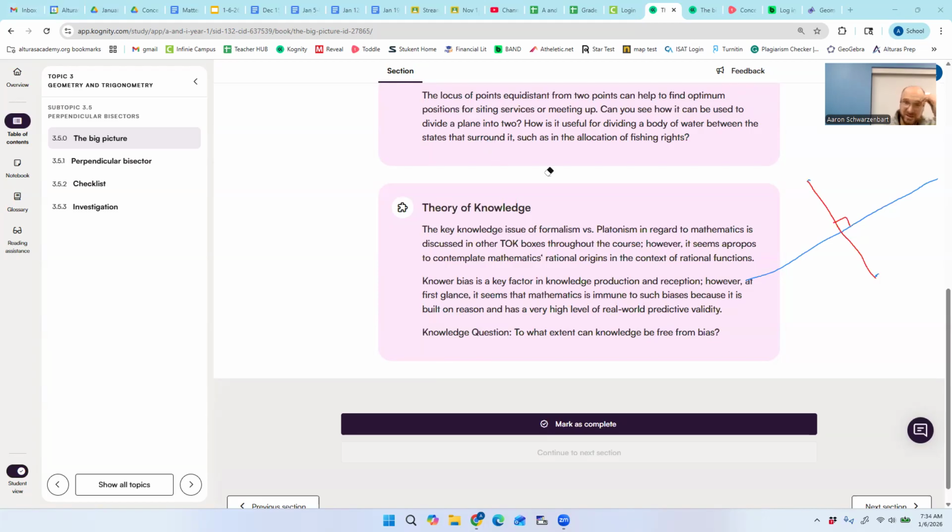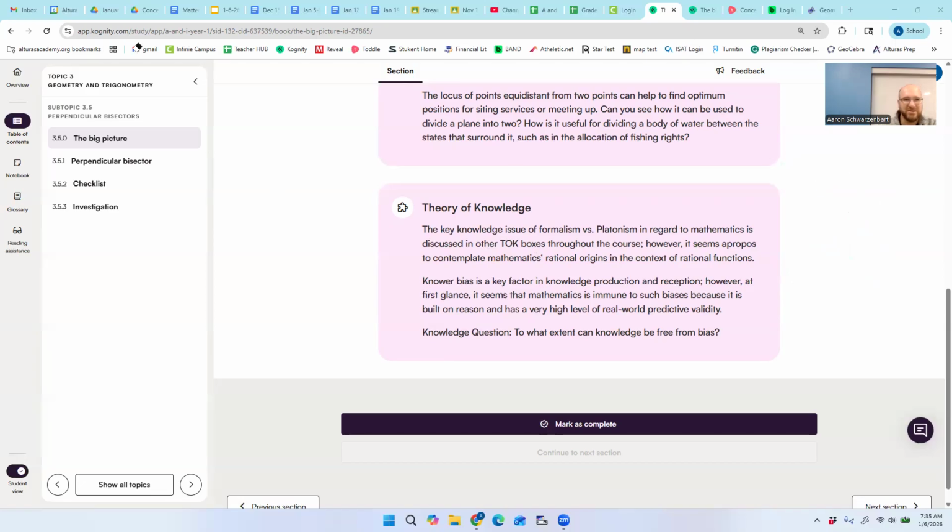The key issue is formalism versus Platonism. This is a theory of knowledge connection, which you'll learn about next year in regard to mathematics discussed in other TOK boxes from this course. However, it seems apropos to contemplate mathematics' origins in the context of rational functions. Knower bias is a key factor in knowledge production and reception. However, at first glance, it seems mathematics is immune to such biases because it is built on reason and a very high level of real-world validity. So the question is, to what extent can knowledge be free from bias?